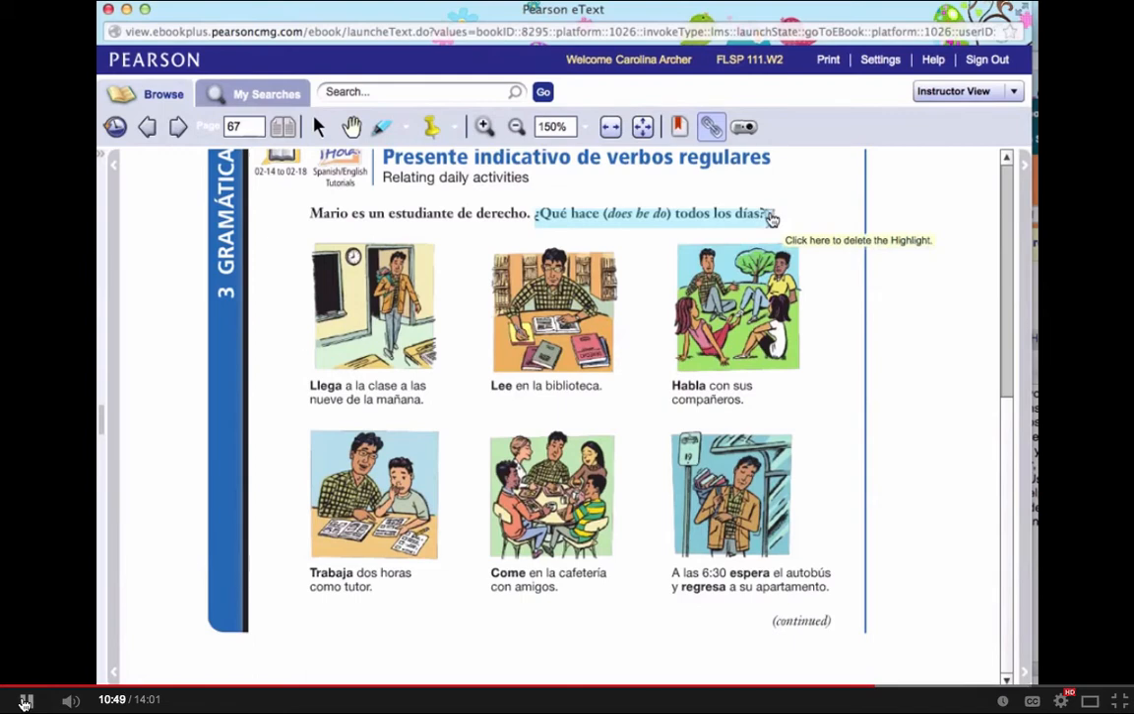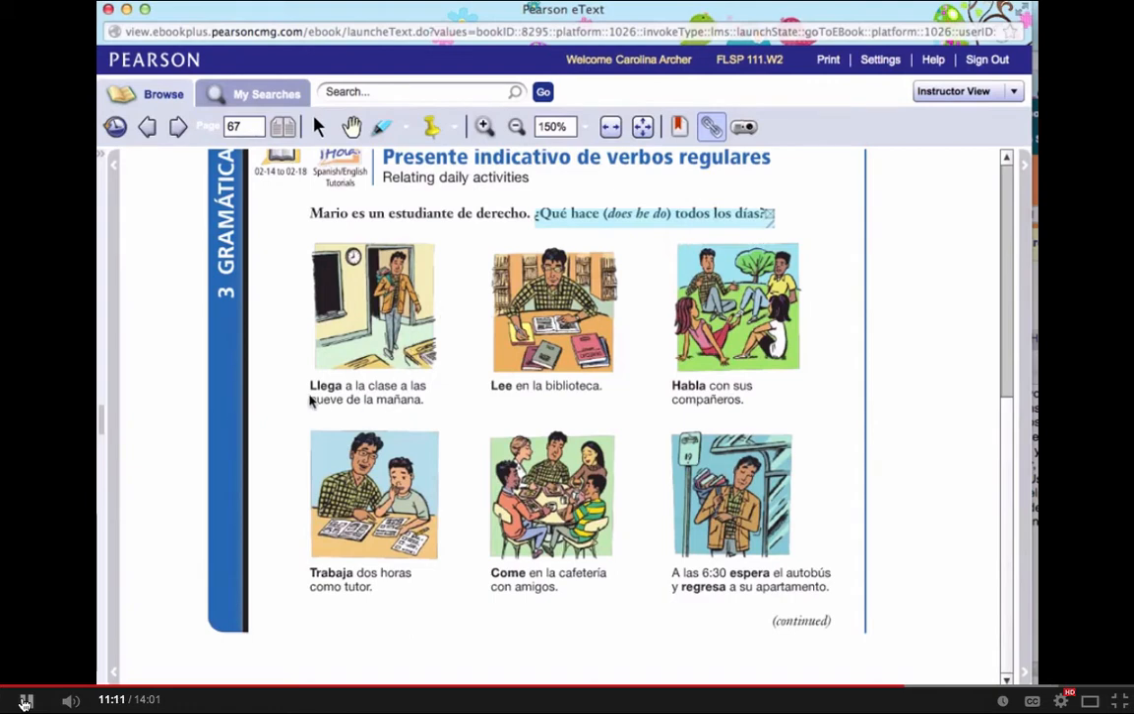So when we answer that question, we are not going to repeat the word hace. We're going to replace hace with what he actually does, right? Just like in English, you don't repeat the word do when you're answering the question, what does he do? You say, well, he reads, he talks, he studies, okay? So, ¿qué hace todos los días?